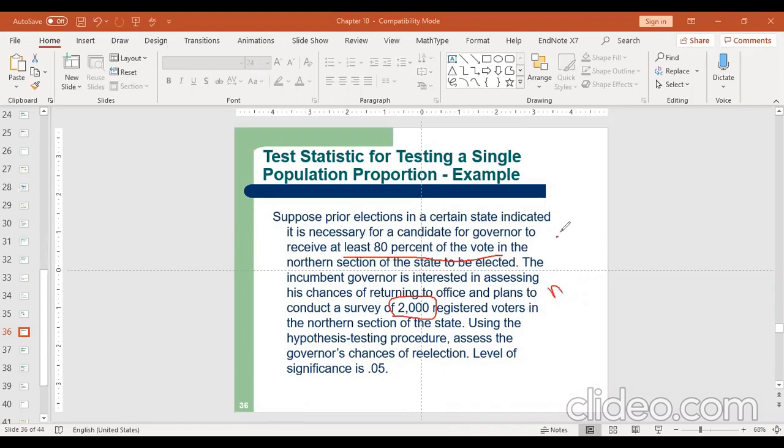0.8 is basically the population proportion. Using the hypothesis testing procedure, assess the governor's chances of selection. So we are actually assessing the re-election of the governor. The level of significance is 5%.